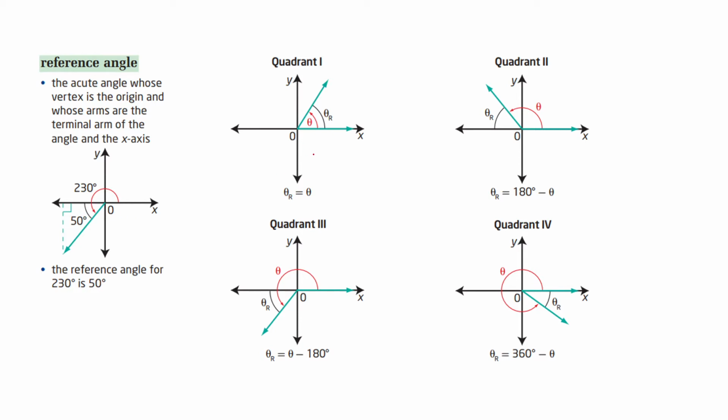In general, for an angle in quadrant 1, the reference angle is itself. In quadrant 2, the reference angle is 180 minus theta. In quadrant 3, it's theta minus 180. And in quadrant 4, it's 360 minus theta. So that's pretty straightforward.